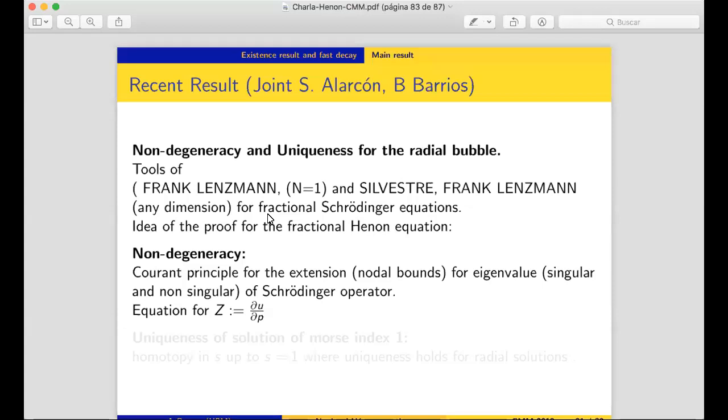Where I stopped, I was just out of the system, so I didn't get where I was. I was discussing the uniqueness, right? Sí, empieza ahí. Yes.